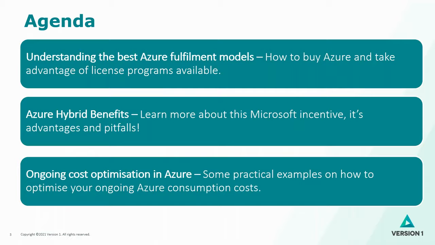So in today's session, we're going to cover off 3 key areas. The first area is understanding the available Azure fulfillment models. We'll talk about what the ways to buy Azure are and how to take advantage of those licensing programs. The bulk of today's session is actually going to focus on Azure Hybrid Benefits in particular, because this is one licensing mechanism that gives organizations an opportunity to realize significant cost savings. And then we'll wrap things up by talking about some ongoing cost optimization in Azure, some practical examples on how to do that and how to reduce those Azure consumption costs.